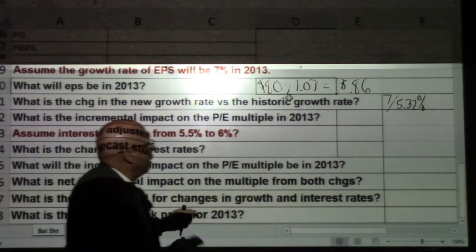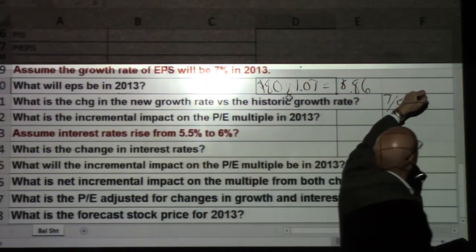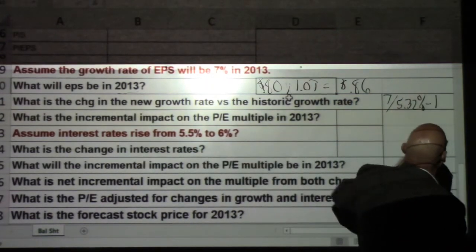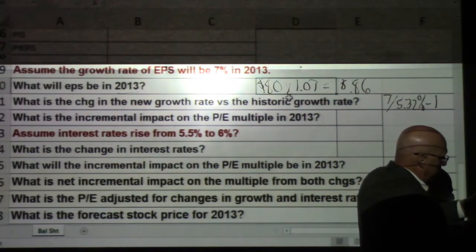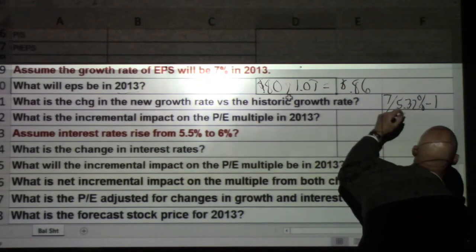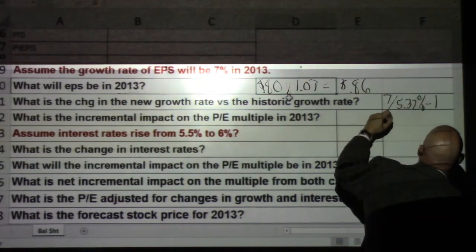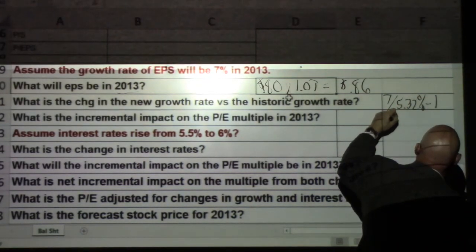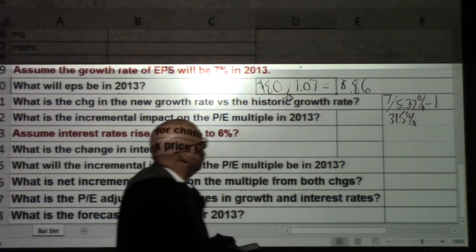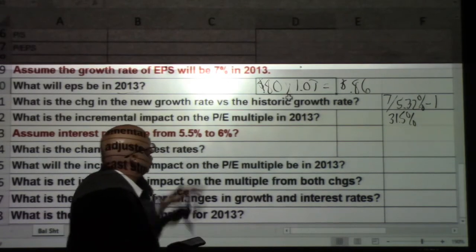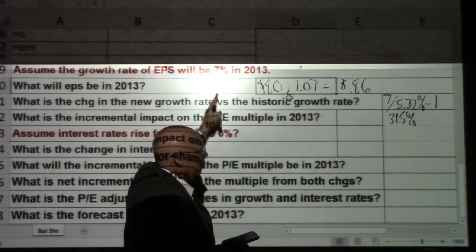All right, so let's find the percentage change in the growth rate. And so 7 divided by 5.32, minus 1 is 31.5%. Close enough. 31.5% is the change in the new growth rate over the old growth rate.